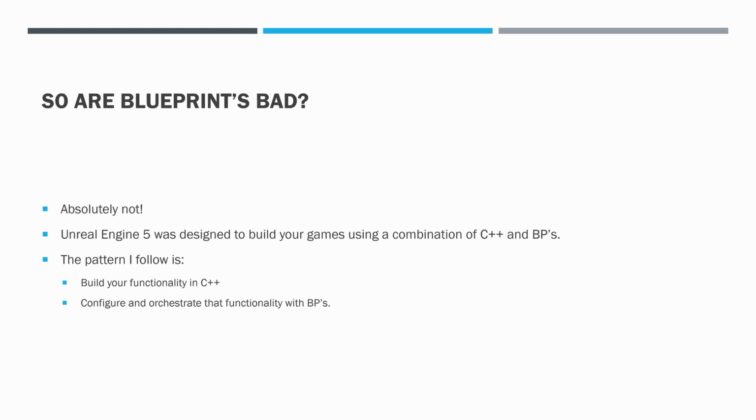You have game programmers through the C++, you have game designers who take that functionality and with blueprints turn it into a game. This is the pattern we want to follow. So the pattern that I follow is to build functionality in C++ and then configure and orchestrate that functionality with blueprints. Where that line is could be different for each team, each game. You're going to have to find that on your own.